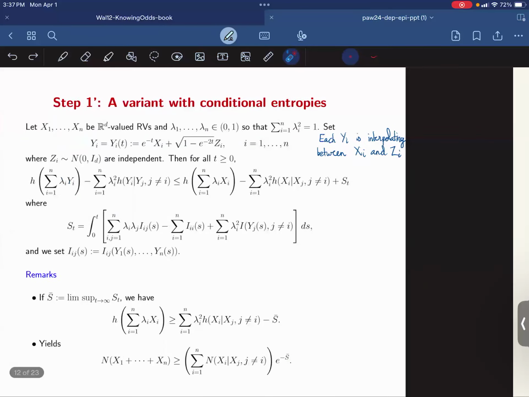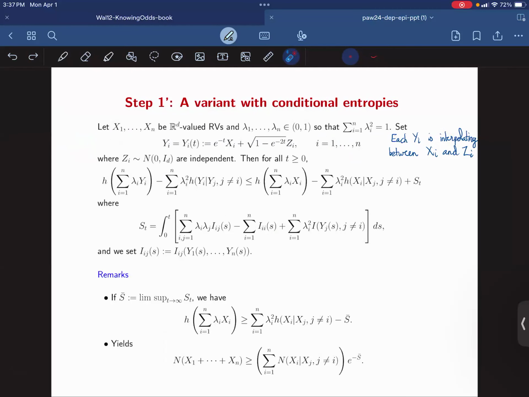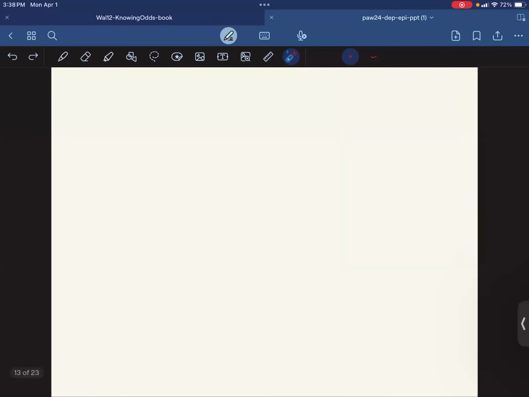Okay, so what are these things? What do I mean by I, j, and so on? The way we are going to set it up is, notation. Is this visible? Is this large enough, or should I write bigger? Okay, good.